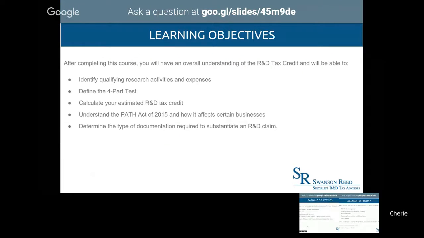Our learning objectives today: upon completion of this course, you will have an overall understanding of the R&D tax credit and be able to identify qualifying research activities and expenses. You'll be able to define the IRS four-part test, calculate an estimated R&D credit, get a better understanding of the PATH Act of 2015 and how it affects certain types of businesses, and you will be able to determine the type of documentation required to substantiate an R&D claim.